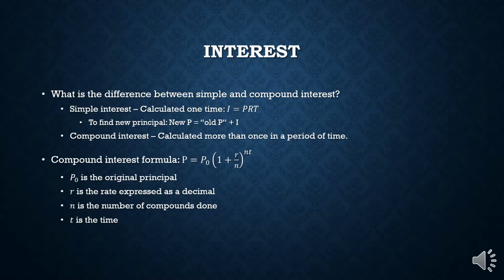P sub 0 is the original principal, or the amount of money that you start with. Rate is usually expressed as a percent in a problem, but needs to be changed to a decimal prior to putting it in the formula. N is the number of compounds that are done over the course of that particular time. And T is the amount of time that interest is calculated over.